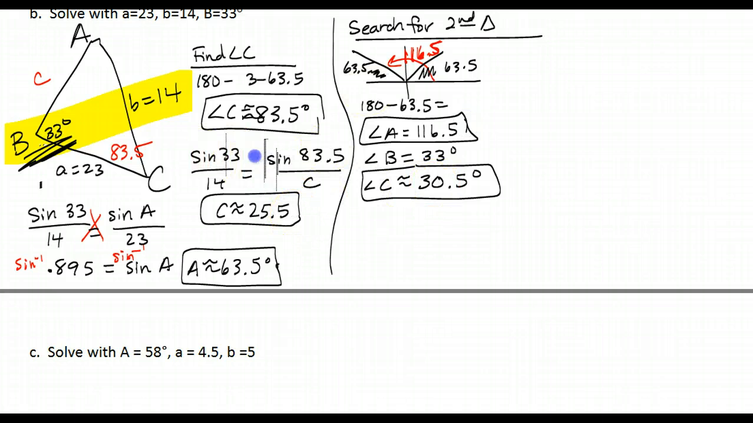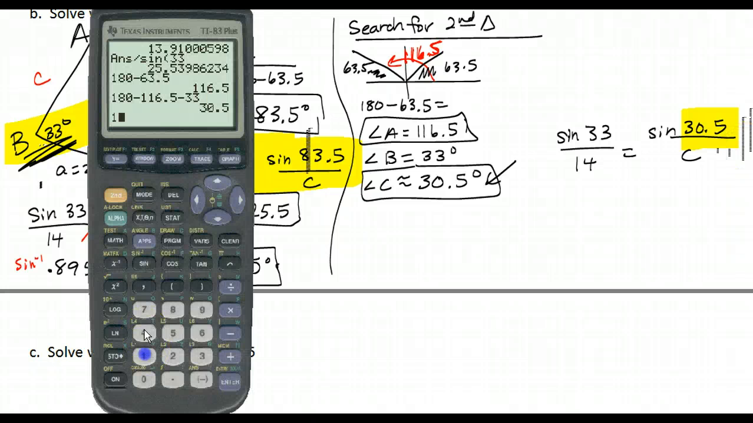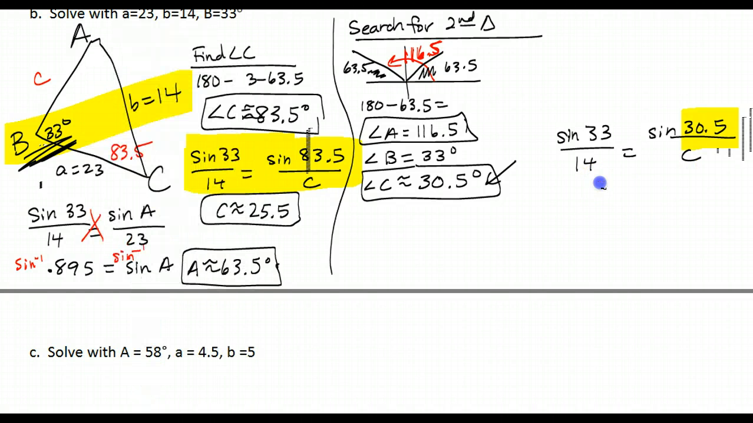So this setup right here, I am going to do exactly the same to start off with, because sine of 33 and 14 was still just given to me from the beginning, but now angle C is 30.5 instead of 83.5, see? So that part's different, and so I'm going to get a different answer for C. I am going to cross multiply here: 14 times sine of 30.5 divided by sine of 33, and I end up with C is approximately 13.0. So there's my second triangle. So there are 2 triangles for that answer.